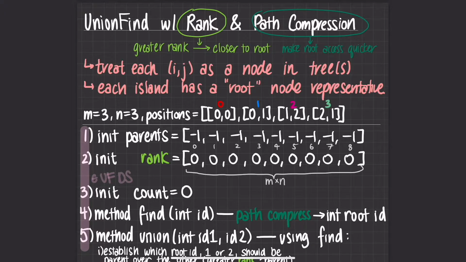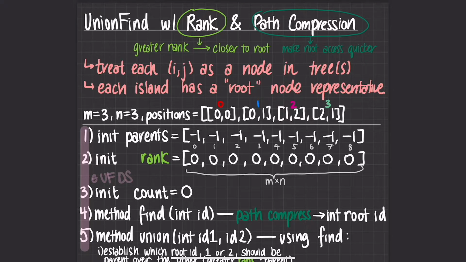Now let's see how we would solve this problem using UnionFind with rank and path compression. So the basic idea here is that we're going to treat each i, j in the grid as a node in some graphs. In particular, those graphs are going to be trees. Each tree is going to be an island. So if you can imagine a root representative node as the parent, the root parent of everyone else in the tree, that would be one island right there. And each island has one distinctive root or node representative. So if the island just consists of one plot of land, it's just going to be one node.